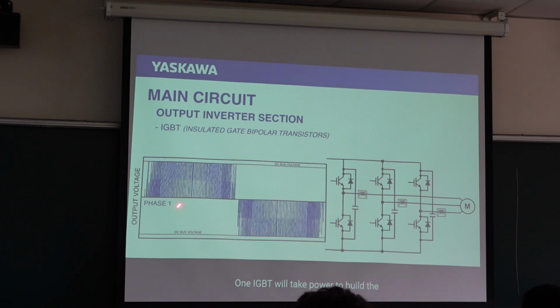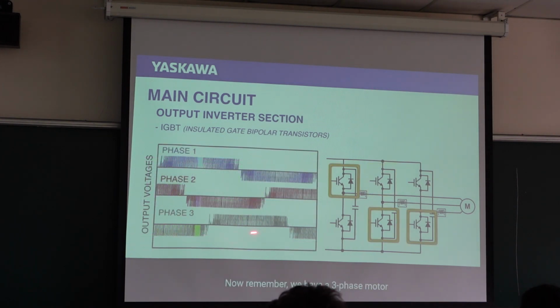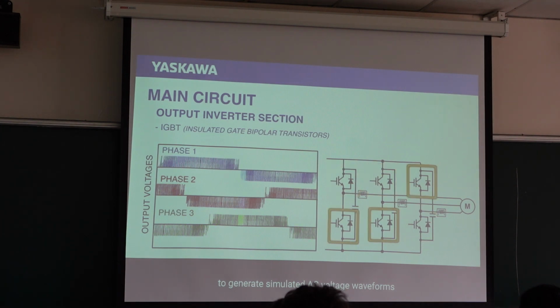One IGBT builds the upper half of the wave, it is not a square wave. It is PWM, pulse width modulation. Then another IGBT builds the lower half of the wave. Now remember, we have a three-phase motor. So typically, 3 IGBTs are on at a given time to generate simulated AC voltage waveforms to the motor.